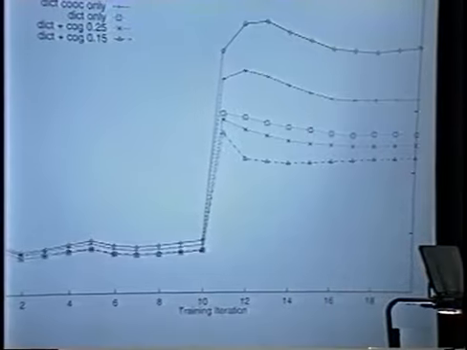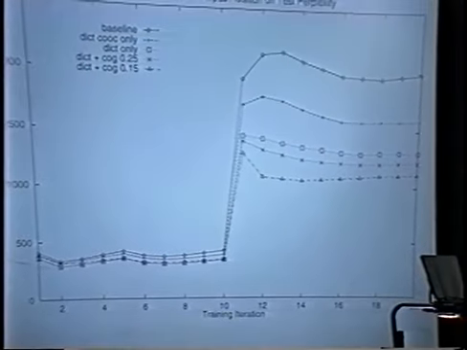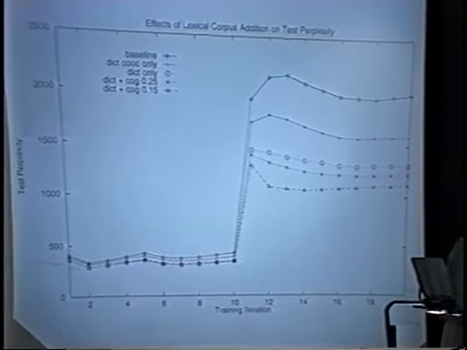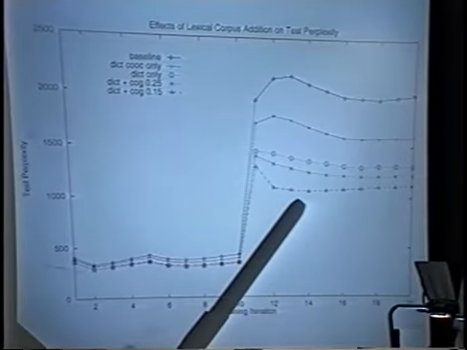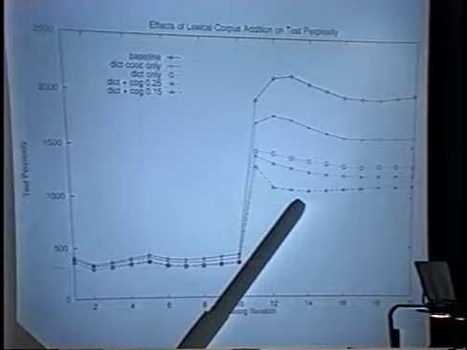And here are the results of the dictionary additions. You can see that there is a substantial impact on test set perplexity. It's reduced by nearly half. It went from 2,000 to nearly 1,000.